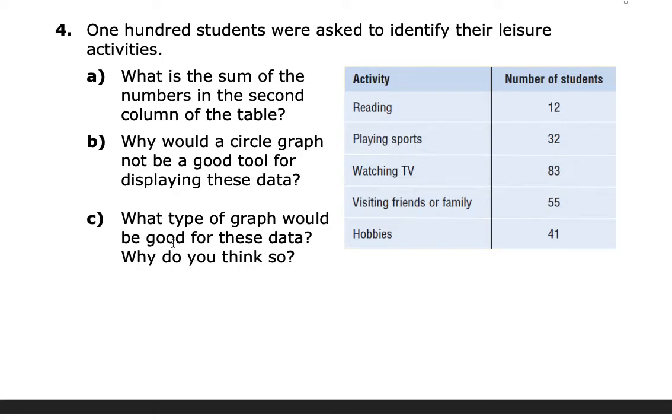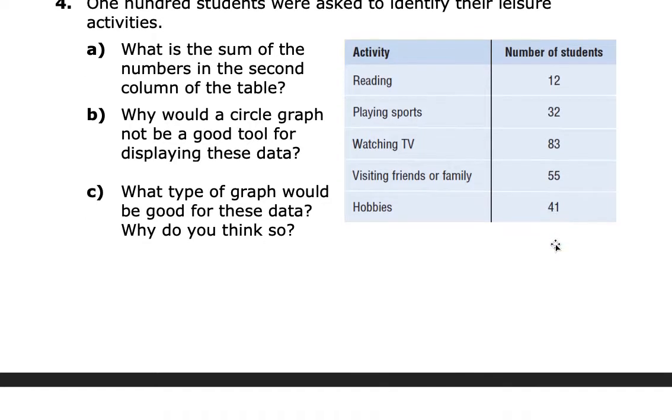What type of graph would be good for these data? I would say a bar graph because this is categorical data: labels, names, types. And then you can compare their actual amounts side by side. So remember, bar graphs amounts, circle graphs percent of the total.